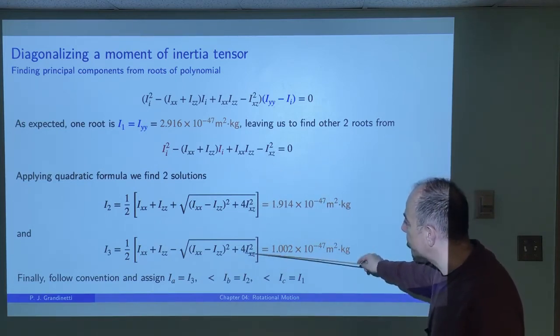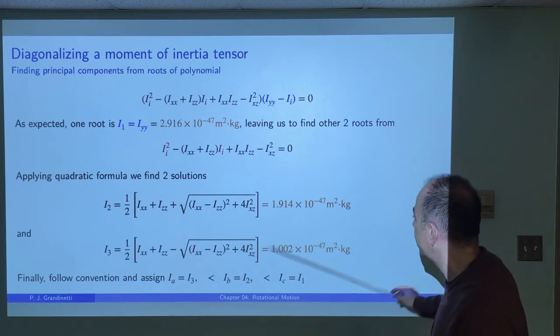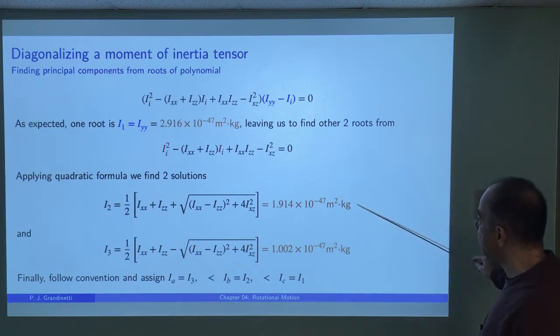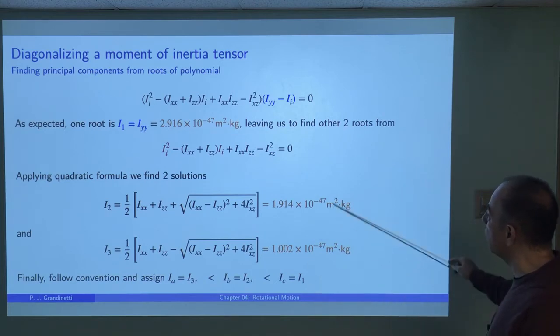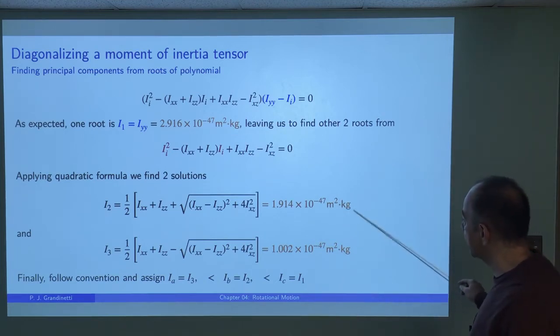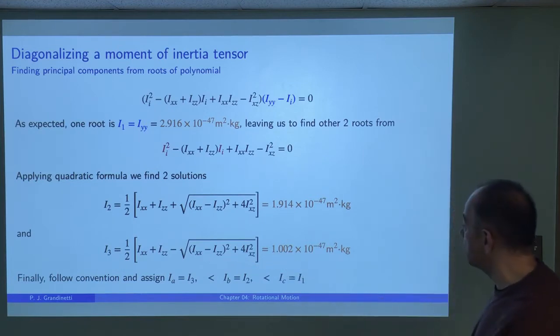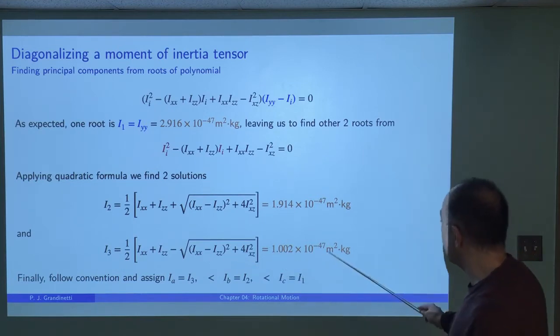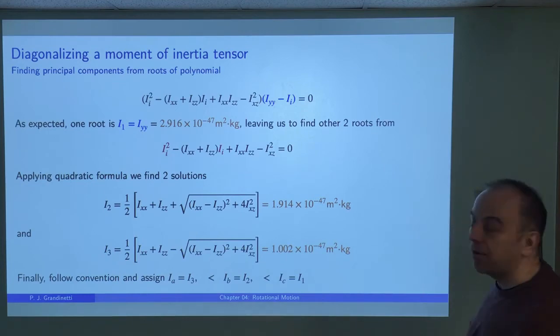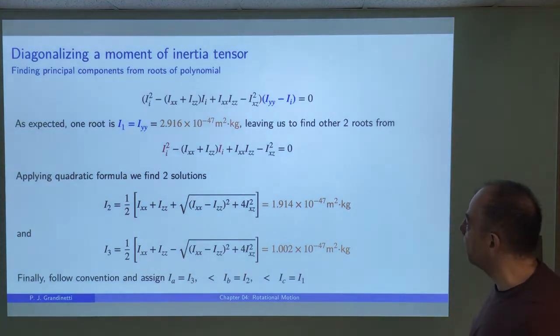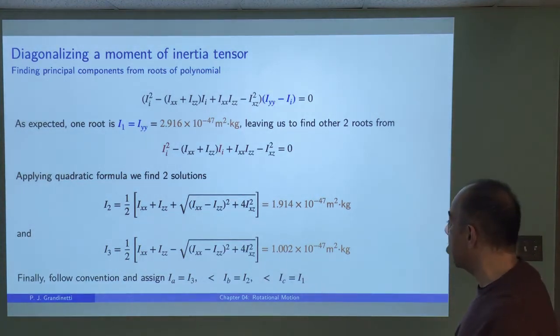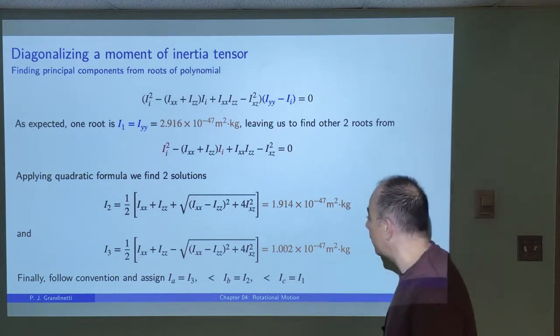You can work this out yourself here. There's a little bit of algebra involved, and you'll find that the solution for one of the other roots is 1.914 times 10 to the minus 47 meters squared kilogram, and then the other root, the last root here, is 1.002 times 10 to the minus 47 meters squared kilogram. So now we've solved for all the principal component values. We need to now assign them according to the convention.